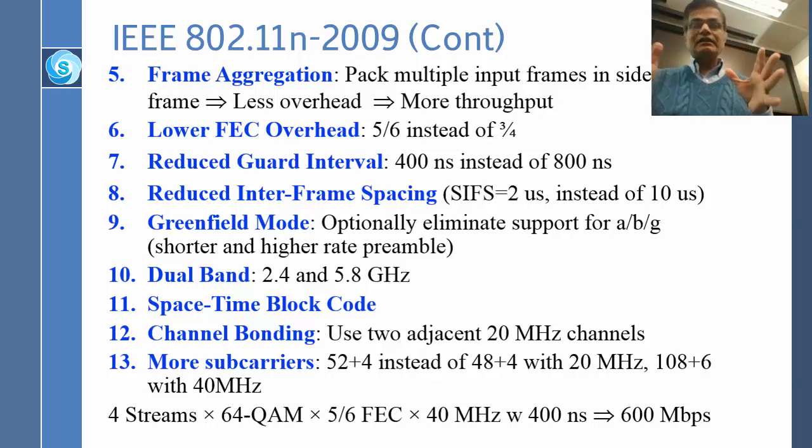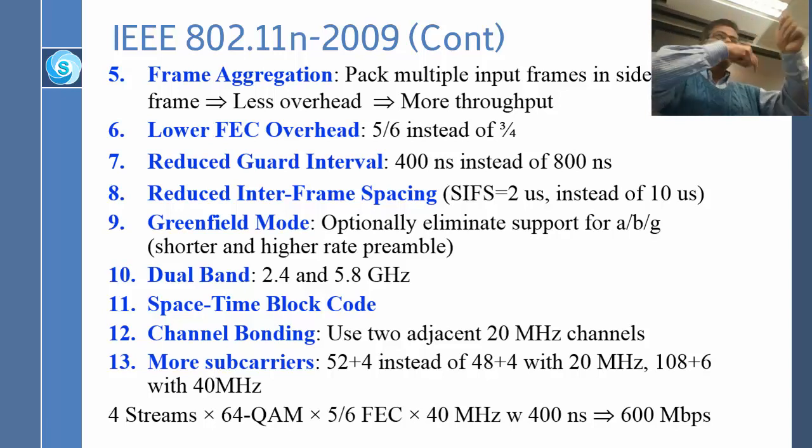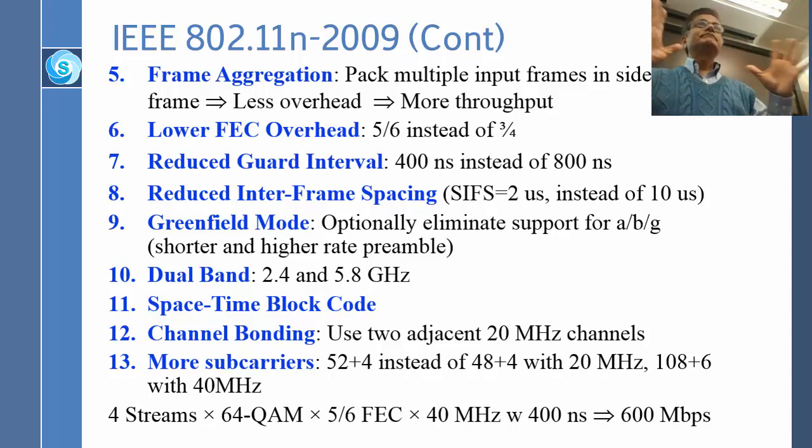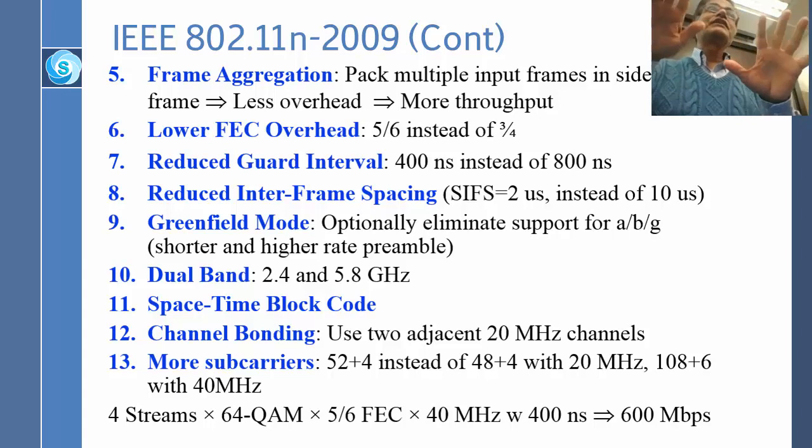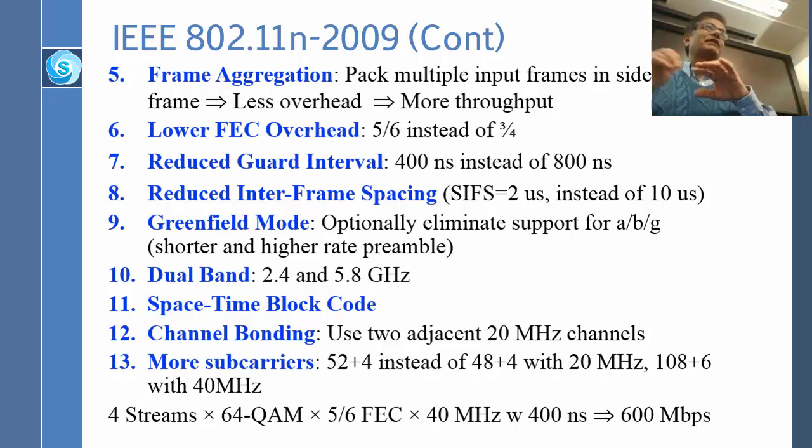By the time 11N came, which is 10 years after the technology started, we are shaving off everywhere, trying to get every last bit we can get. So reduced interframe spacing, 2 microseconds instead of 10 microseconds. Green field mode means don't implement ABG, everybody has to speak N. That is difficult to do. So there is a mode there, but I don't think anybody uses that.